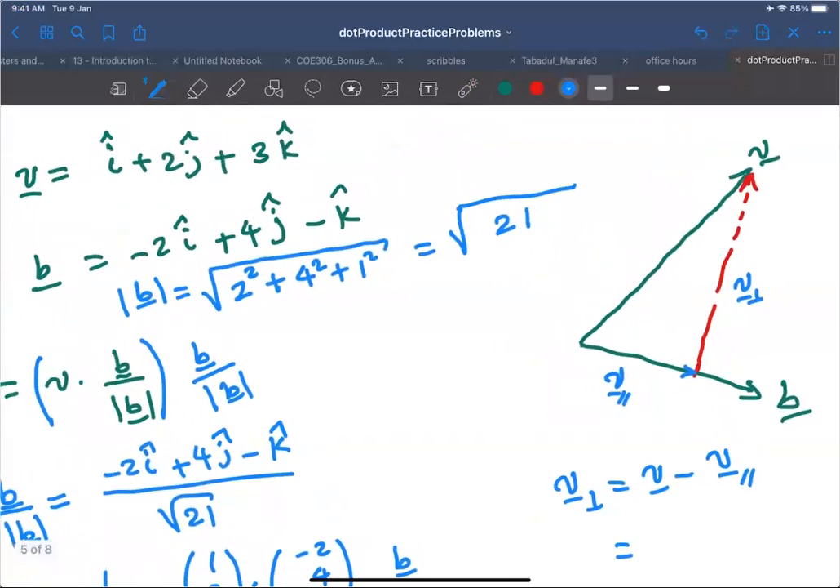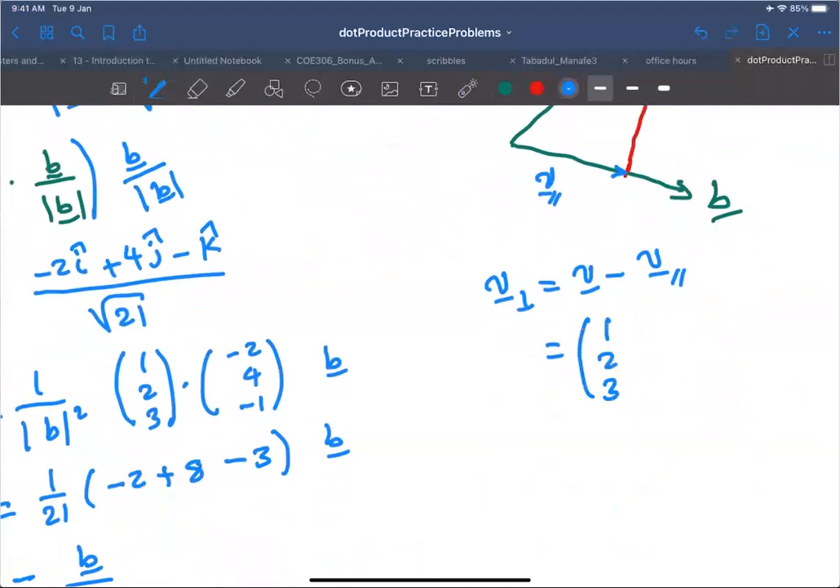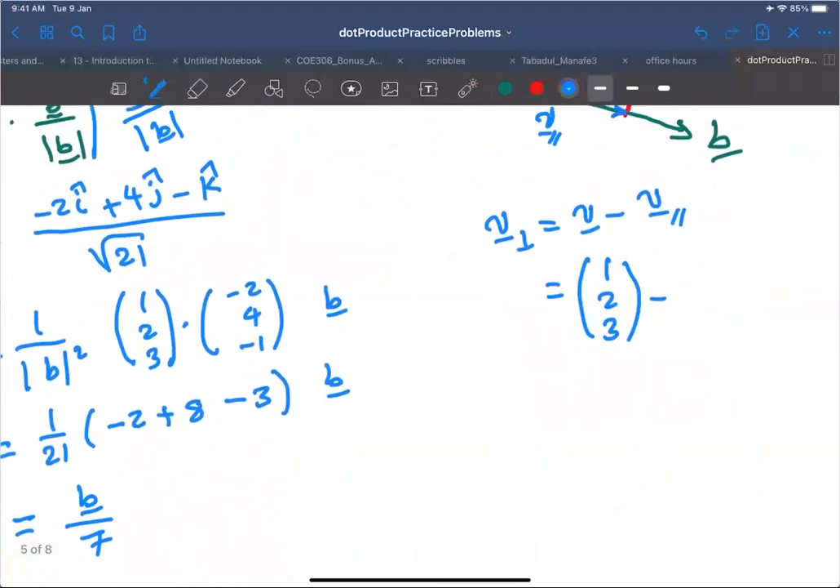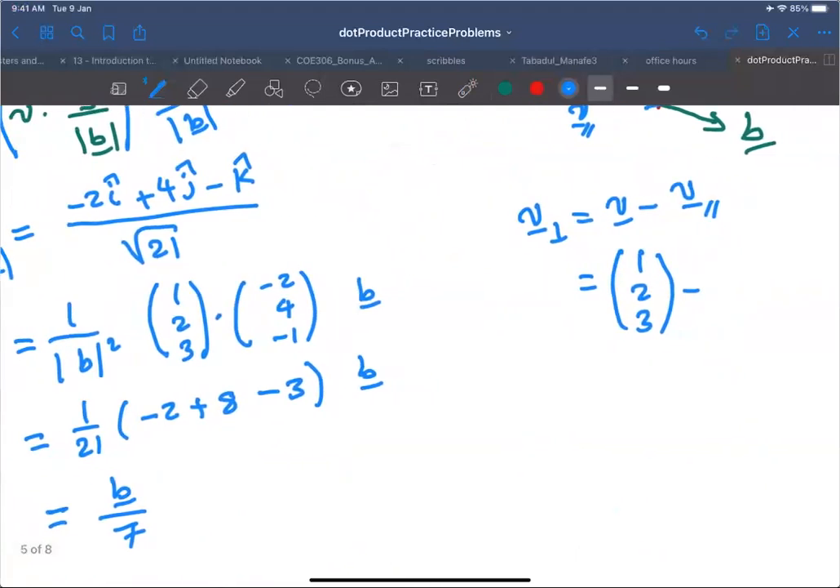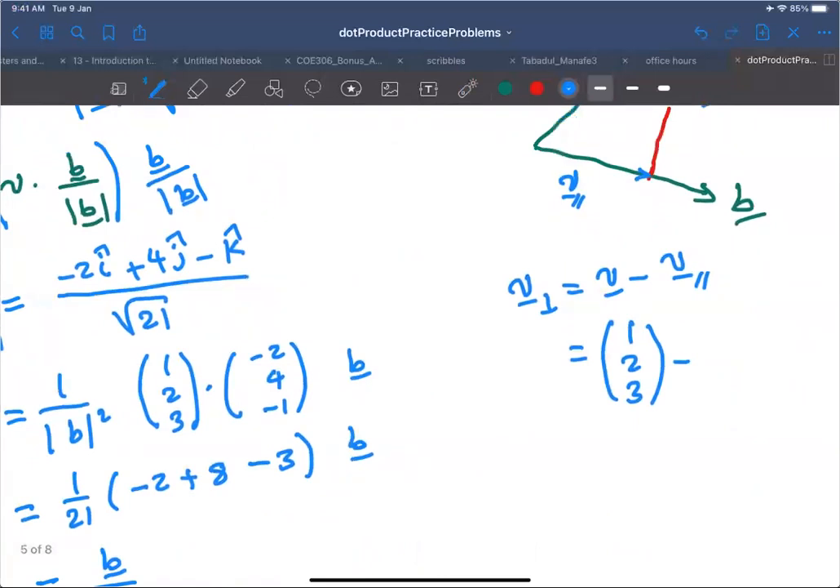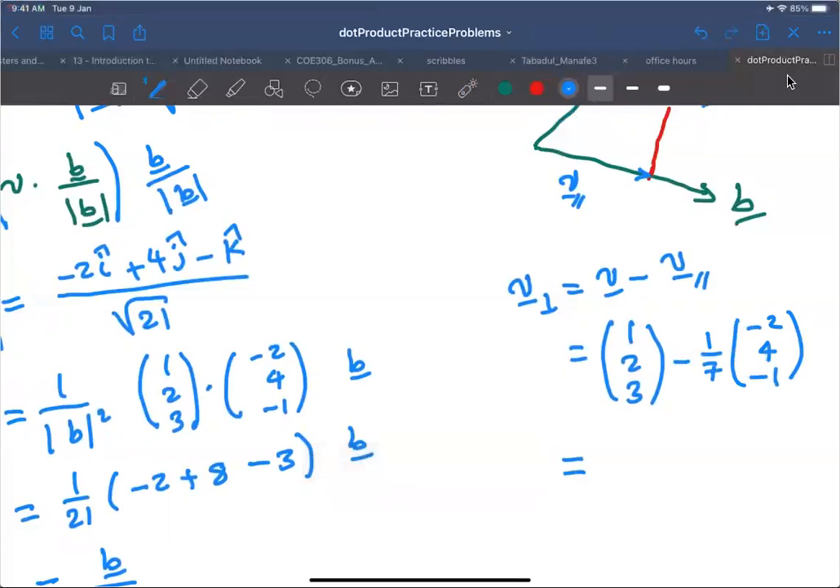Which is what? V, which is 1, 2, 3, minus the V parallel, which is B over 7. B is 1 over 7 into minus 2, 4, and minus 1. So this equals, you can do the computation. Try to pause the video so that I can do the computation and then come back.